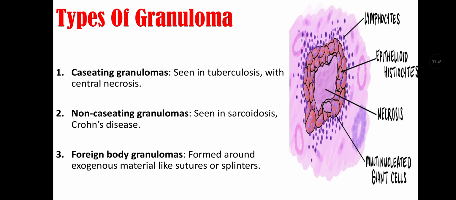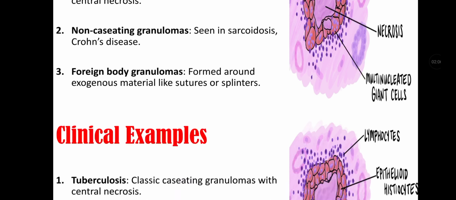Types of granuloma. First is caseating granuloma, that is seen in tuberculosis with central necrosis. Second is non-caseating granuloma, that is seen in sarcoidosis and Crohn's disease. Third is foreign body granulomas, that are formed around exogenous materials like sutures or splinters.